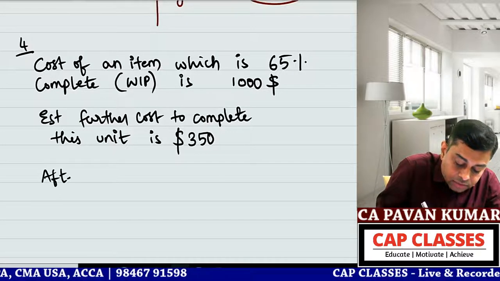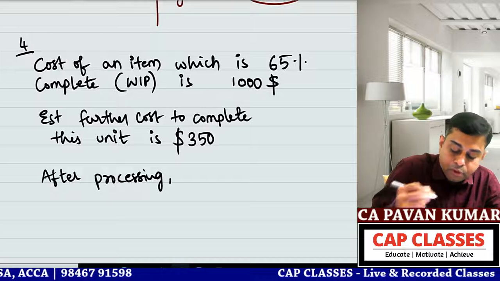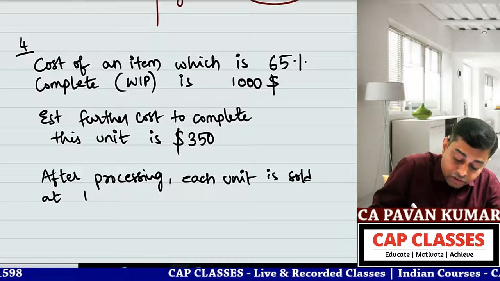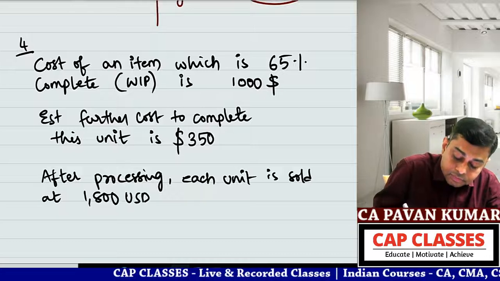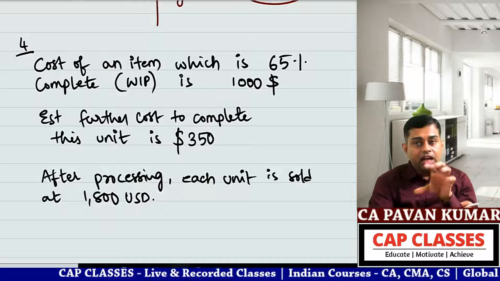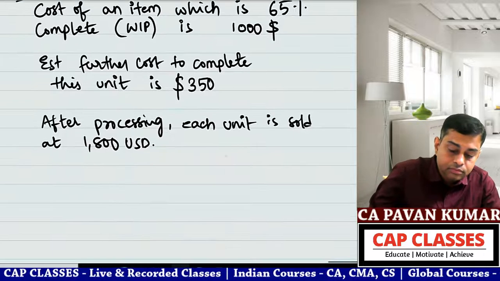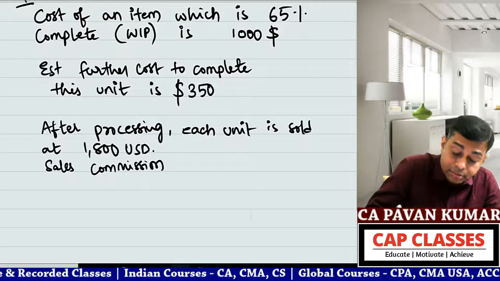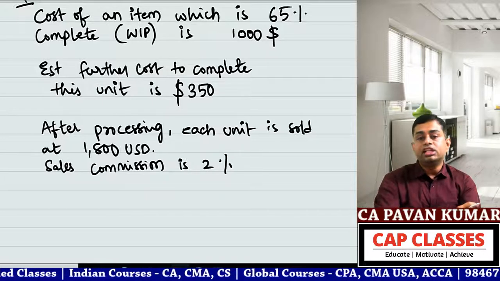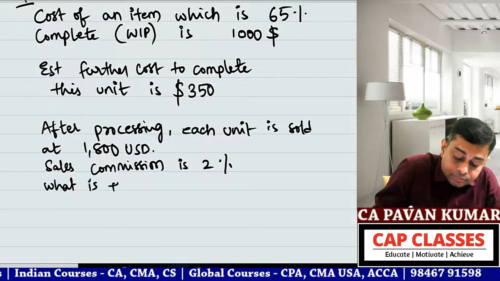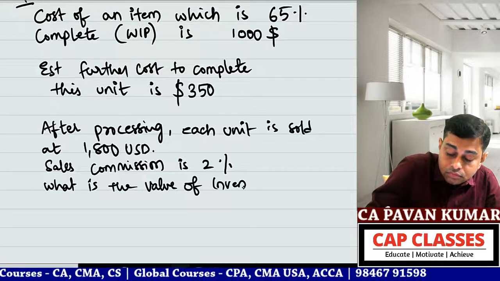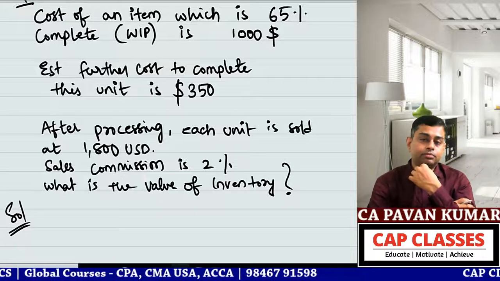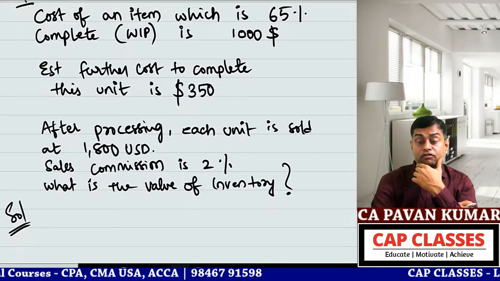After processing, each unit is sold at $1,800. After processing, when it is 100% complete, you will be able to sell it at $1,800. Sales commission, or they can give in the exam any other incidental cost also. Sales commission is 2%. What is the value of inventory? This is the question. Tell me solution. But make it fast. In a matter of seconds, I need answer for this kind of questions. Okay. Snap answer should be there. You're not supposed to take a lot of time for this.